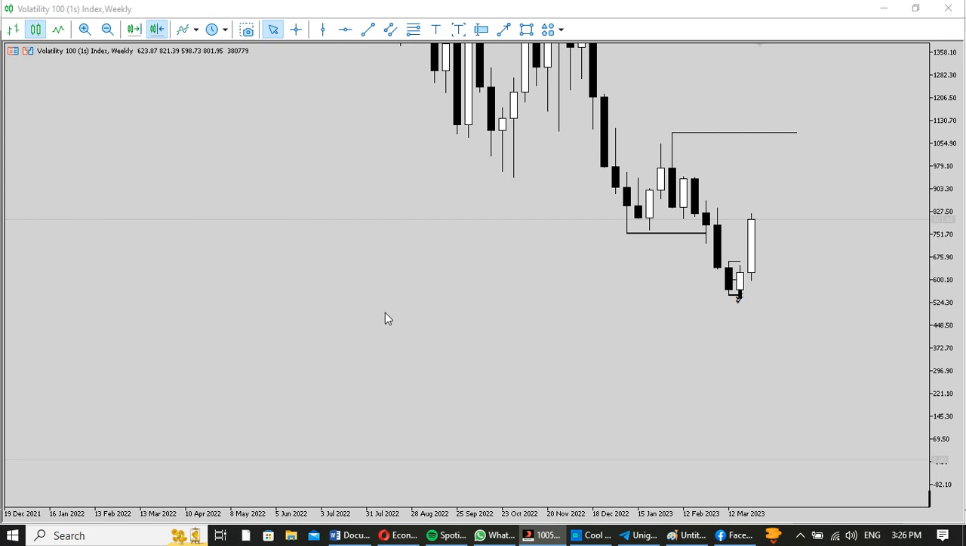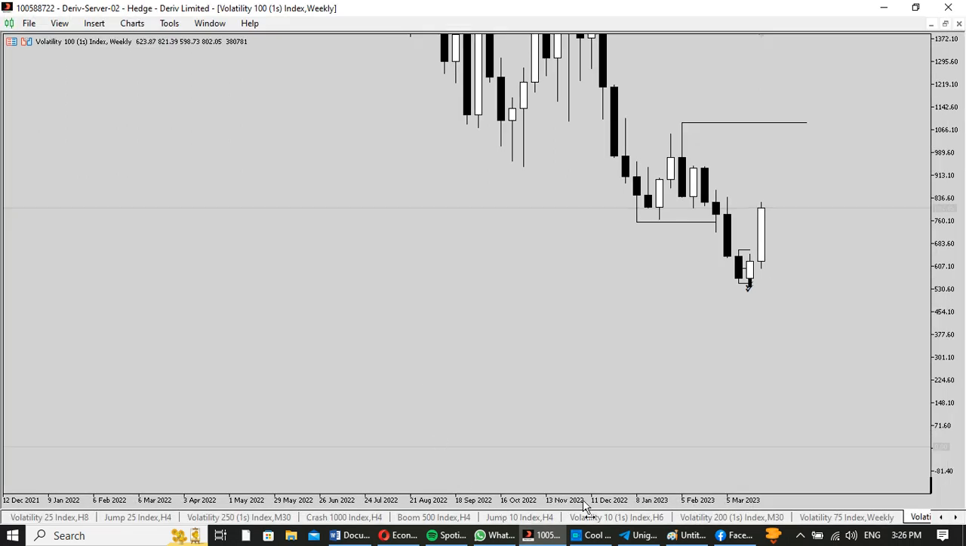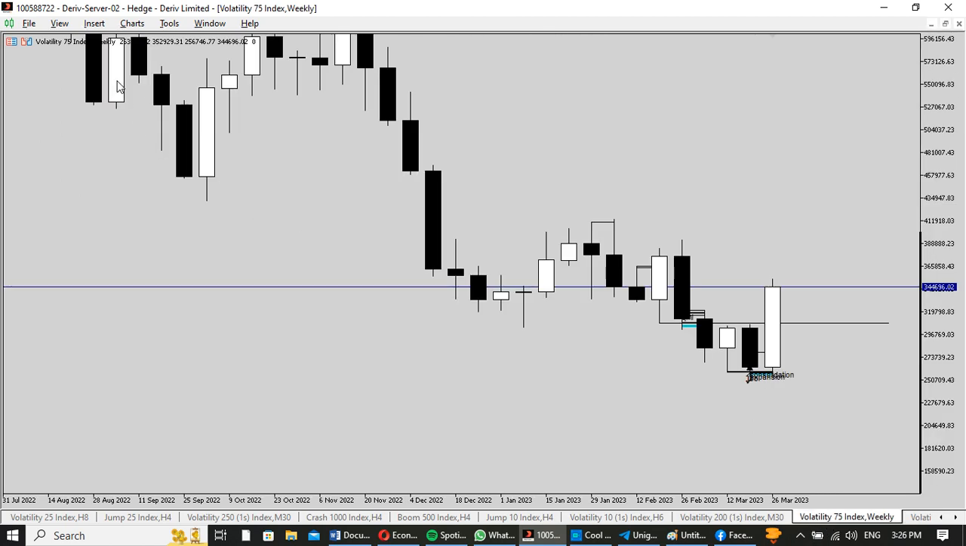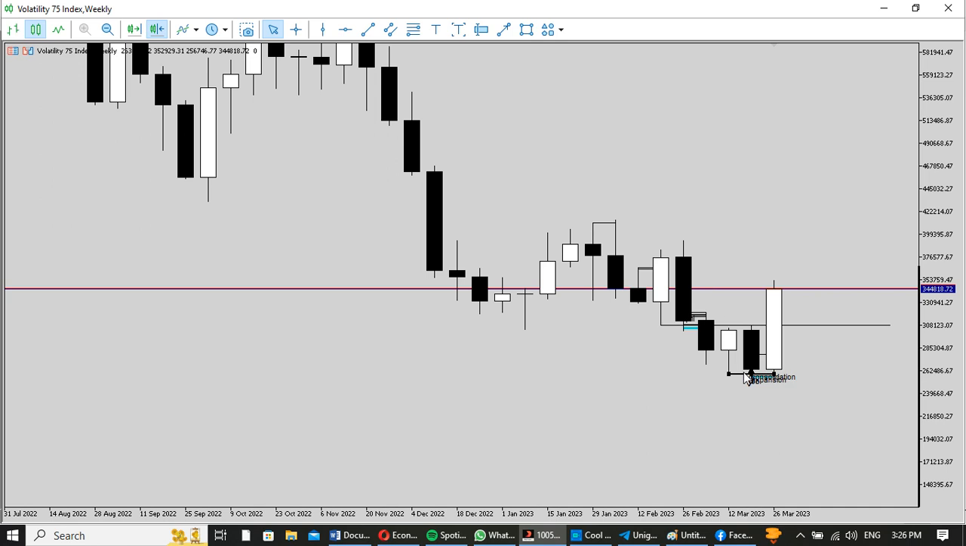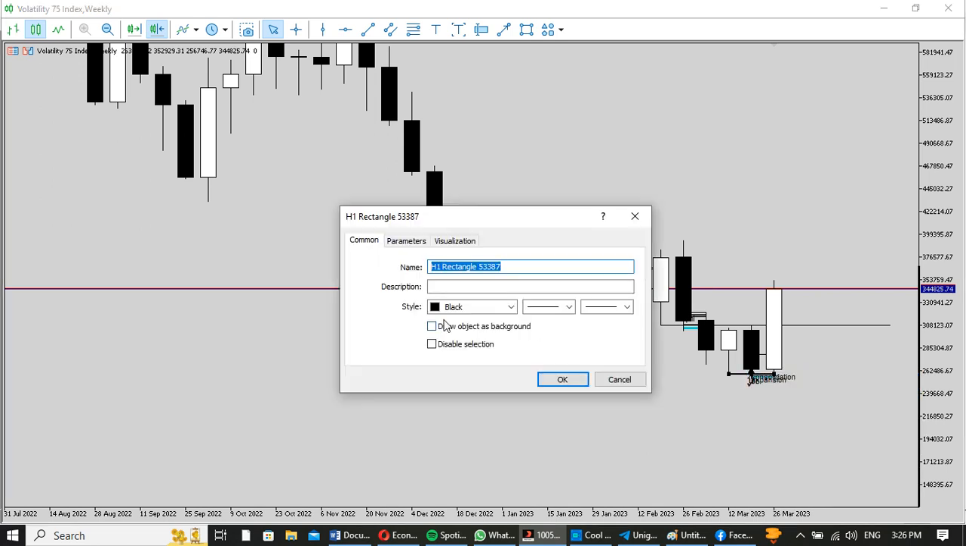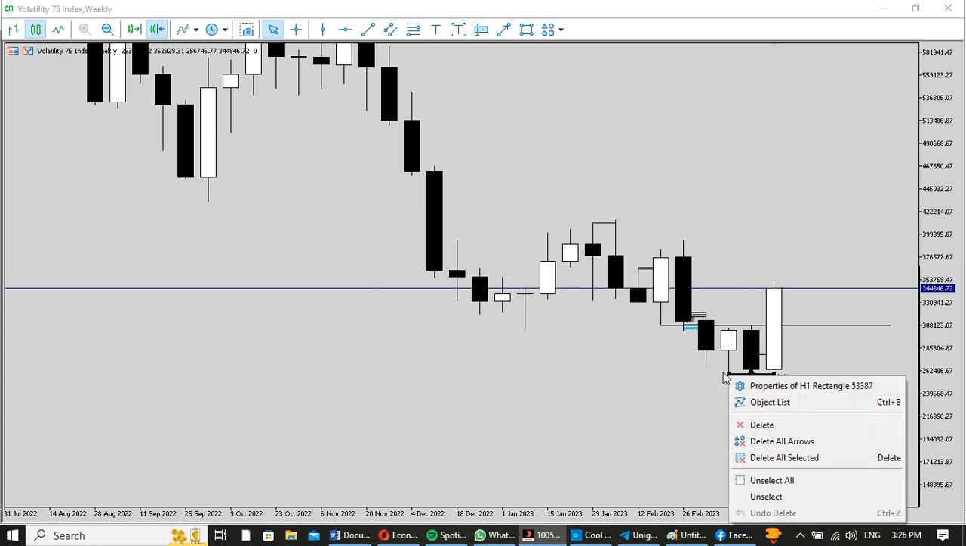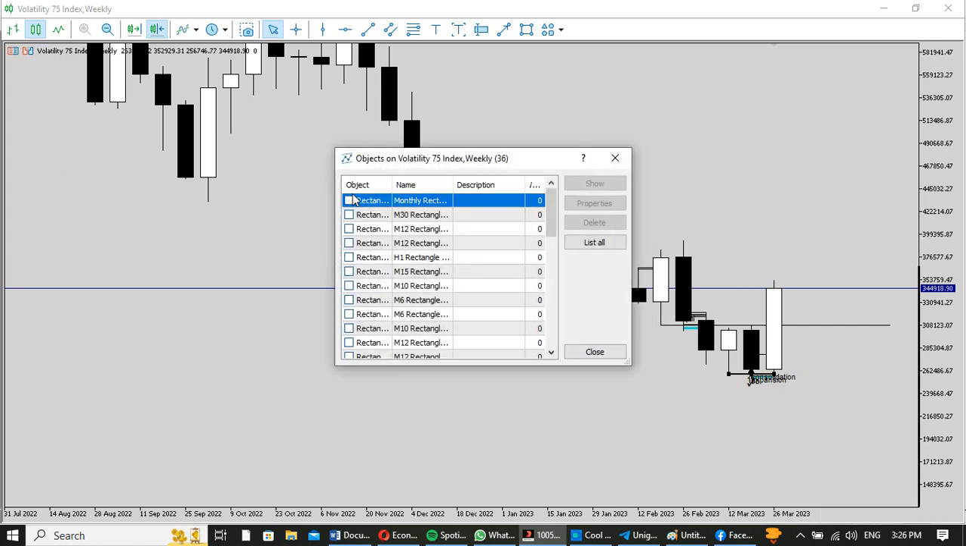So that's the first trade. The second one was VIX75 right here. So VIX75, you can see that on your monthly time frame, probably on the weekly time frame. So we will be deleting all the stuff right here. We talk about the object list. So we go to the object list, we mark them up, and we delete all of them right here.